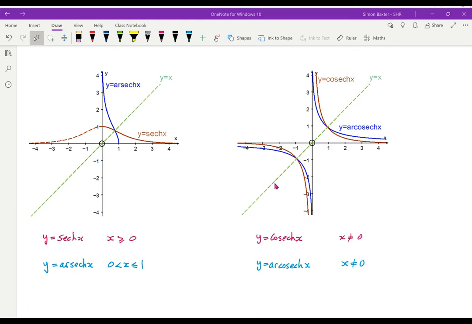And for cosech x, that's 1 over sinh. 1 over sinh is going to have a problem at the origin. So cosech x is not defined for x equals 0. So we look at the red curve and reflect that in y equals x. We get the blue curve, which is the inverse arcosech x. And that again has a problem at the origin. So that is defined everywhere except x equals 0.